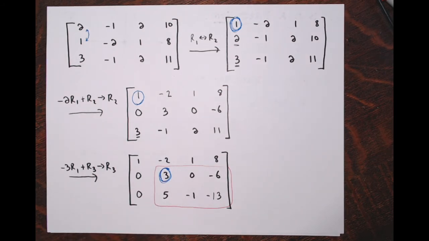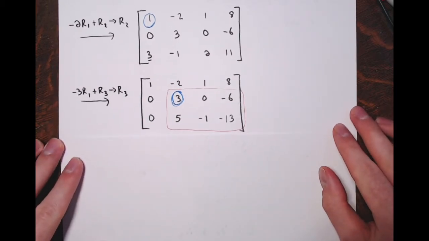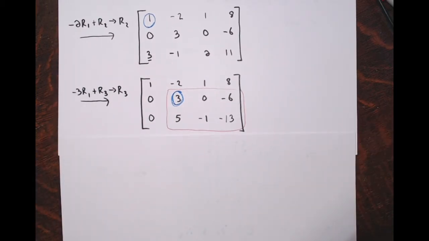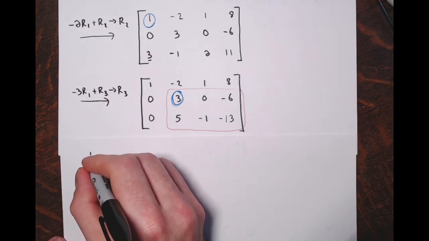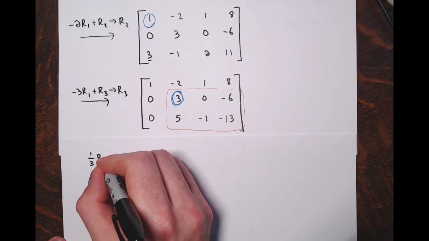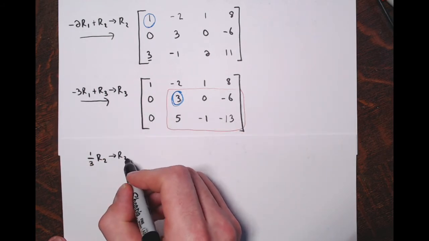Now if there was a 1 below it, I'd switch it, make it 1. In fact, I'm going to make this into a 1 right now. Instead of leaving it at 3, I'm going to make this into a 1 by multiplying the second row by 1/3. Again, the only reason I'm doing this is because I prefer having pivots that are the number 1. So I'm just going to take 1/3 times row 2, the second row, and that'll produce a new row 2.